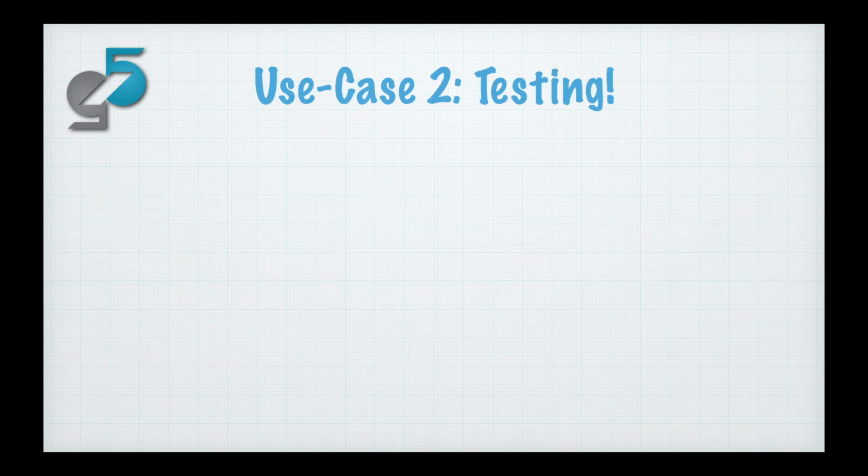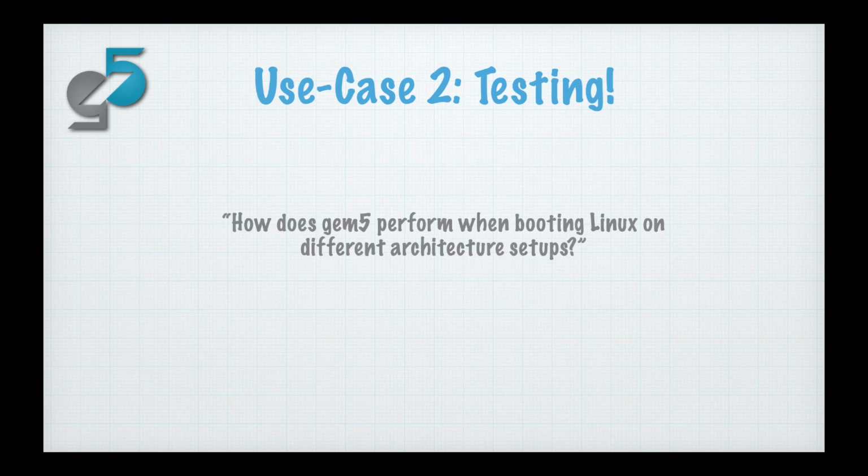And our second use case is testing. If you've got an architectural design, you're going to need to test it, and you're going to test it a lot. That is, lots of runs of Jam5. And also, within the Jam5 project, for a release of Jam5, we want to make sure that there's no bugs, so we also test a lot, using a variety of architectural setups. So in this question, we're asking, how does Jam5 perform in booting Linux on different architectural setups? As I said, this is a very common test in Jam5, but also it's a common test for users as well.